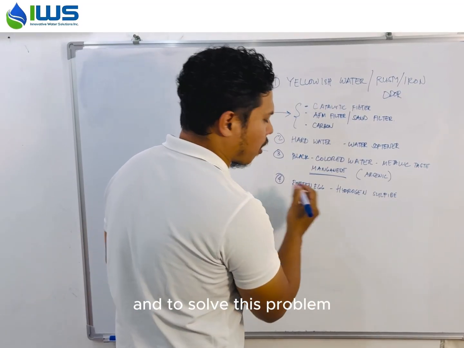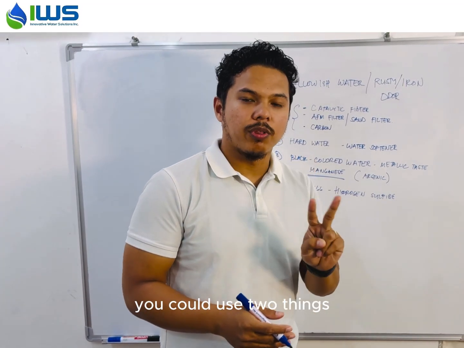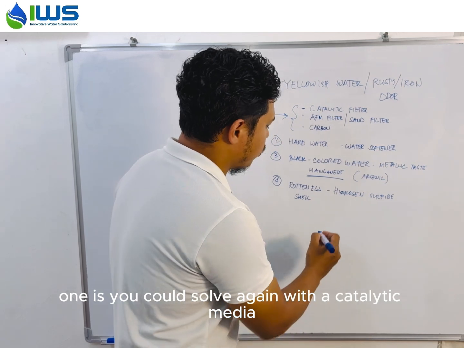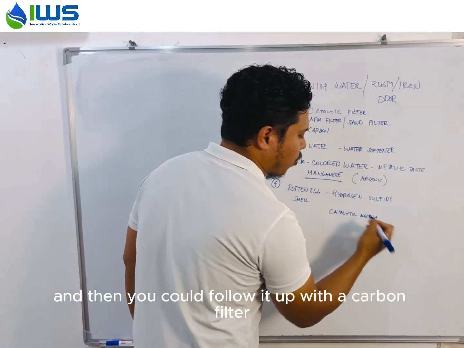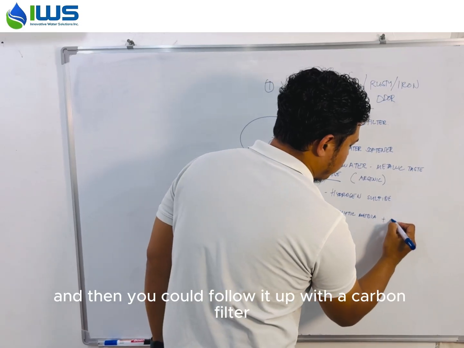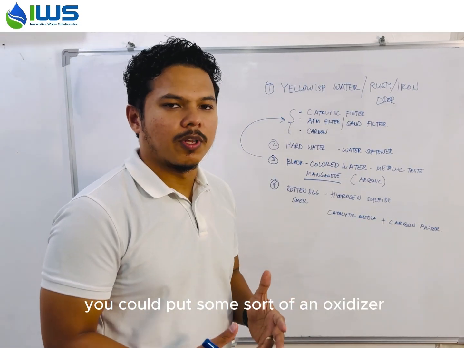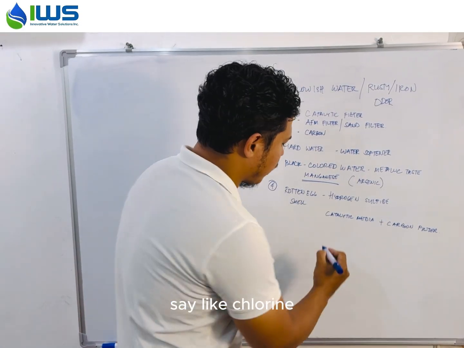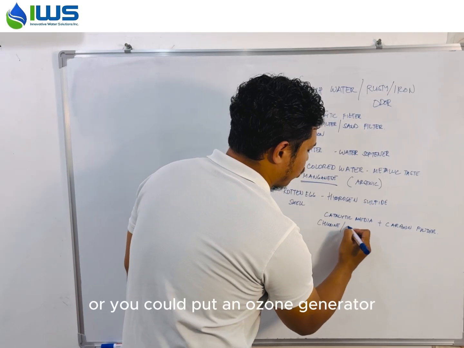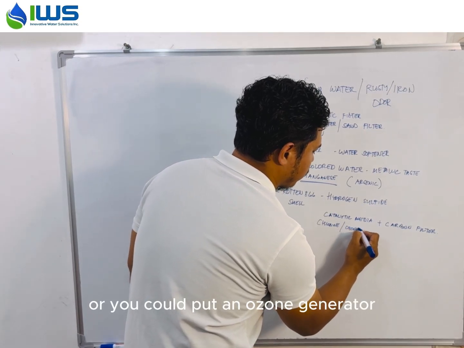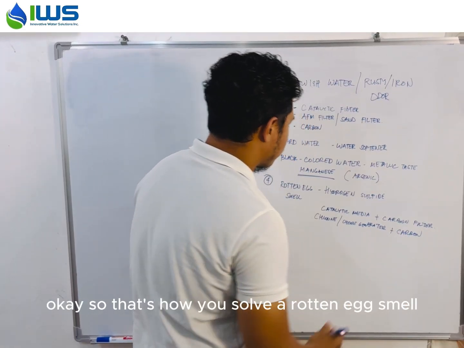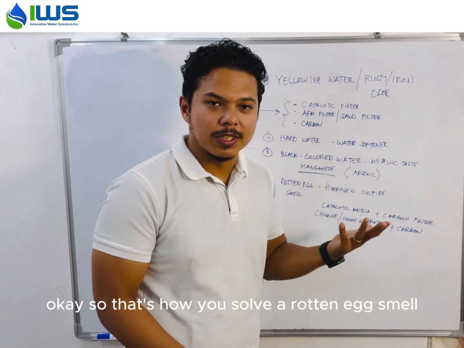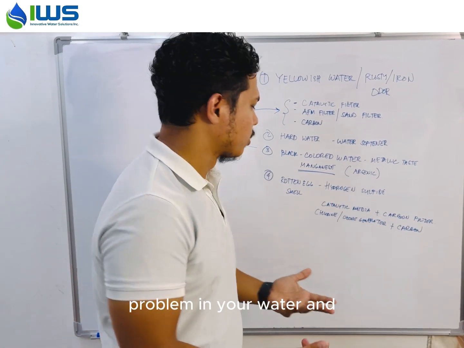And to solve this problem, you could use two things. One is you could solve it again with a catalytic media, and then you could follow it up with a carbon filter. Or you could put some sort of an oxidizer, say like chlorine, or you could put an ozone generator and then follow it up with a carbon filter. Okay, so that's how you solve a rotten egg smell problem in your water.